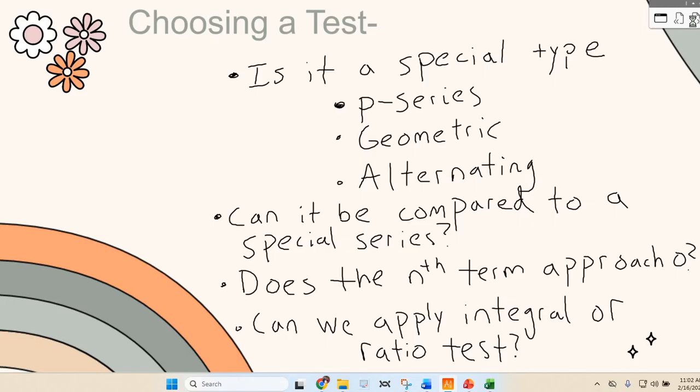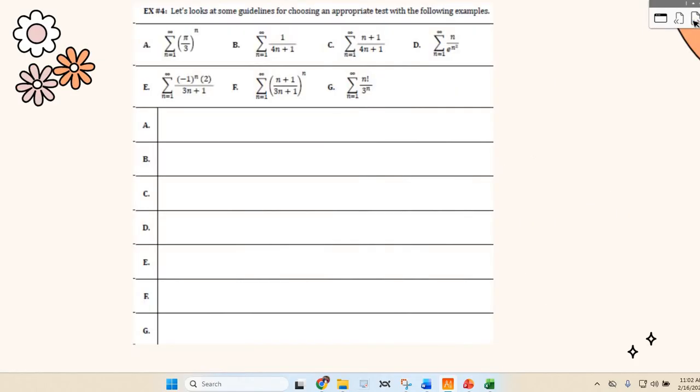Alright, so let's look. We are not actually going to test these. Do you have a question? Do we have to state the telescoping test if we ever use that? If you were actually using it, and it was a telescoping series, yes. But the AP test also doesn't have telescoping.